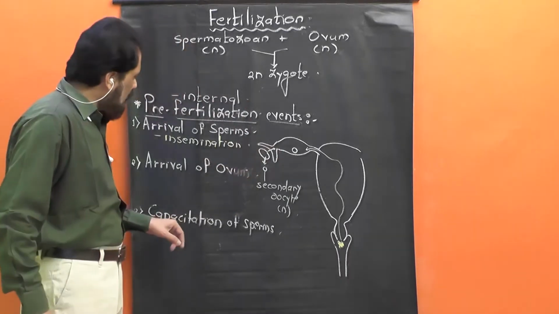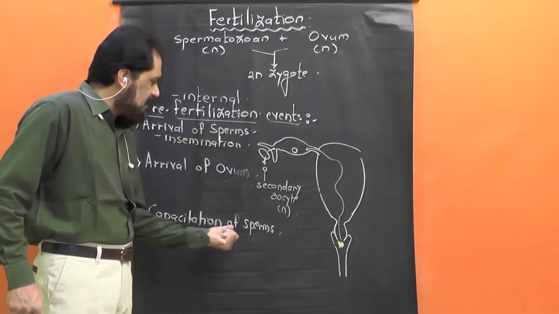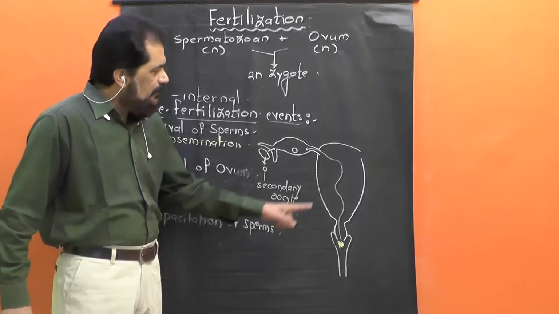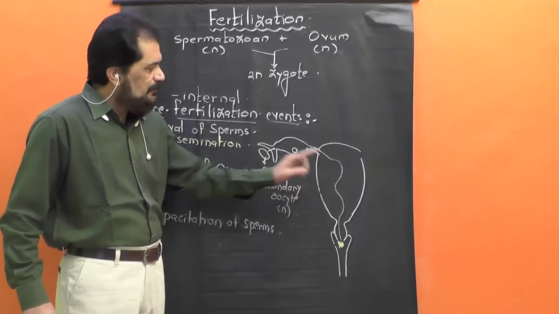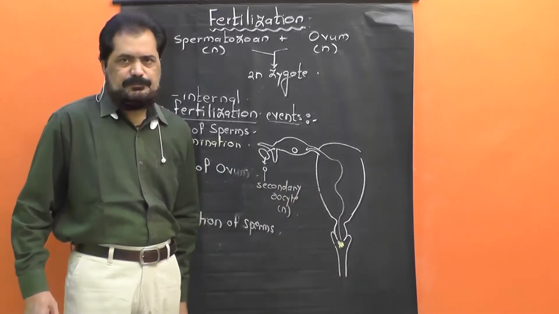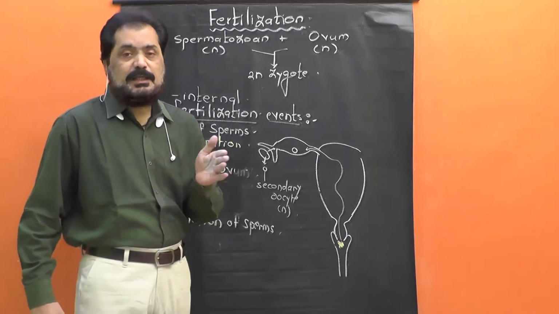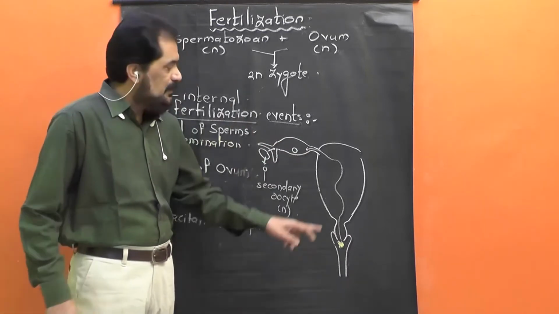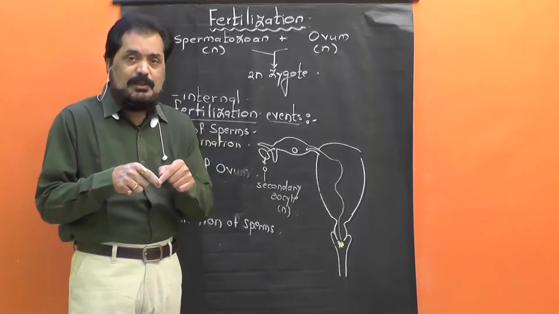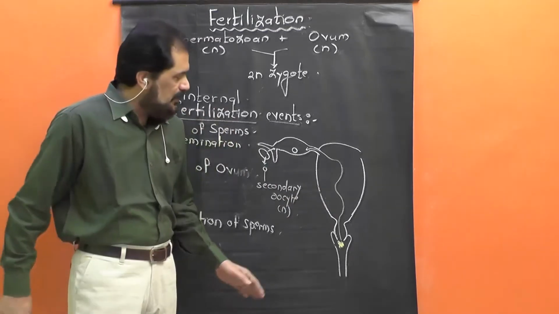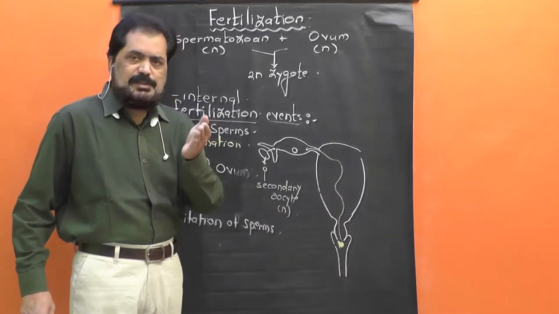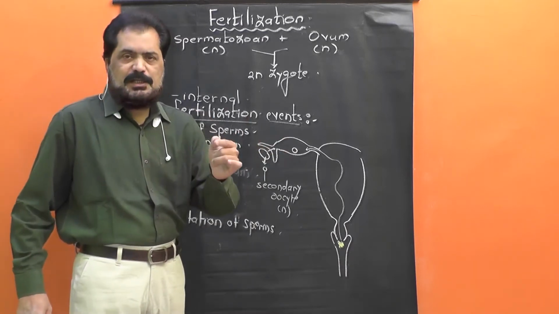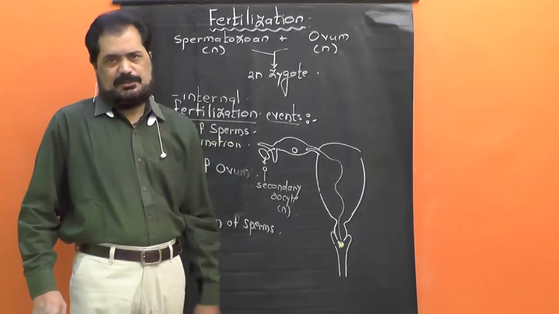Anyway, now the third pre-fertilization event is capacitation of sperms. Capacitation of sperms means what? In the female reproductive system, the sperms are made capable to fertilize the ovum. In the female reproductive system, the sperms are made capable to fertilize the ovum. याचा अर्थ या ठिकाणी स्पर्म्स फिमेल रिप्रोडक्टिव्ह सिस्टीम मध्ये आल्यानंतर खरं वास्तविक त्यांना ओव्हमला फर्टिलाइज करण्यासाठी एबल बनवलं जातं, तयार केलं जातं. How is that?